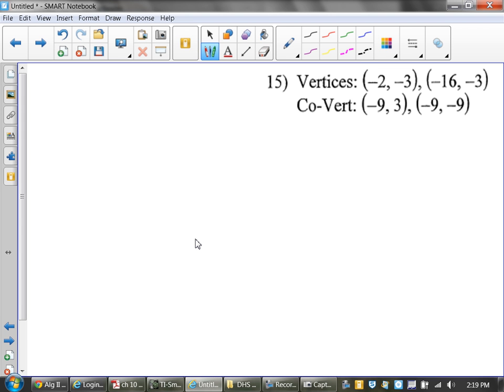I'll get over it. Again, now we're going to write the equation of a hyperbola given vertices and co-vertices. So what we're going to do here is figure out what direction it's going, to know which one comes first, x squared or y squared, and then fill it through. Again, you have vertices -2, -3, and -16, -3.